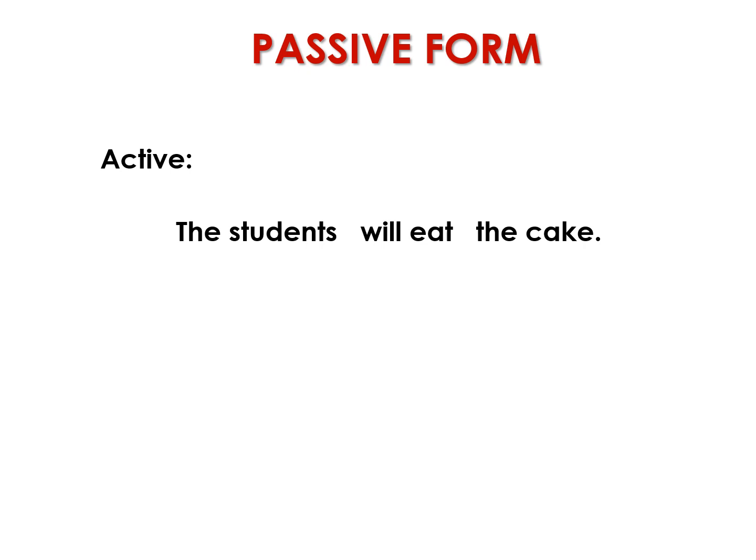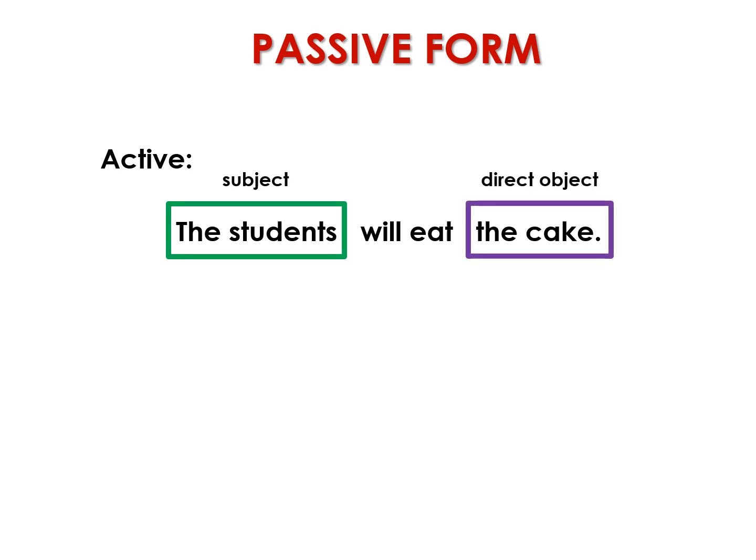Consider the sentence: The students will eat the cake. This is what's considered an active sentence. We have the subject, the students, doing the action of eating the cake. The cake is our direct object, and our verb is will eat.